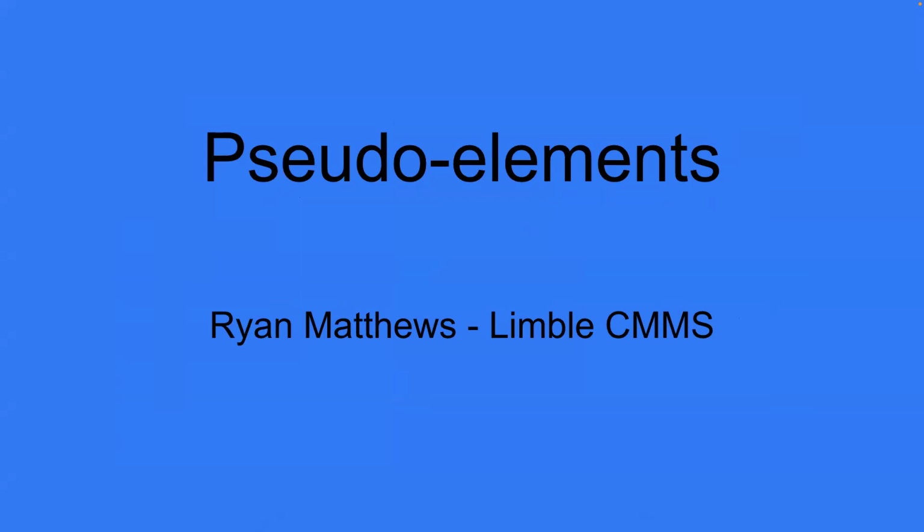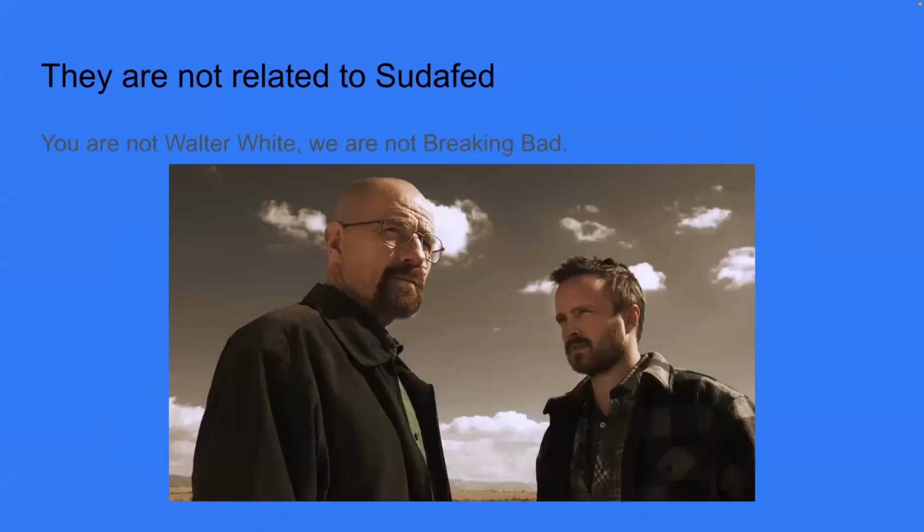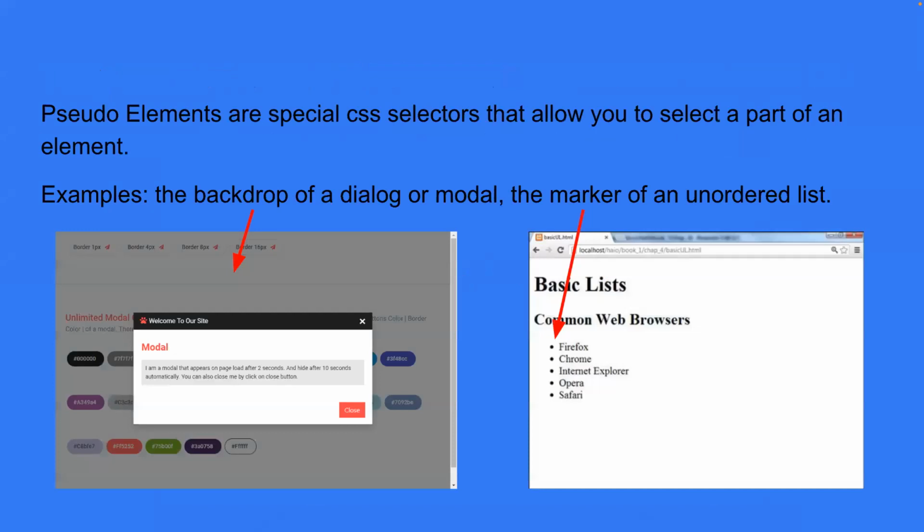I'm doing a talk about pseudo elements. Don't know if we know what those are, but let's start with what they aren't. They are not created with a pseudo keyword in Unix command lines, and they are not related to Sudafed. This is not Breaking Bad. You are not Walter White. All right, so what are they? They are special selectors that allow you to select parts of elements. So for example, the backdrop of a modal, or the marker of an unordered list.